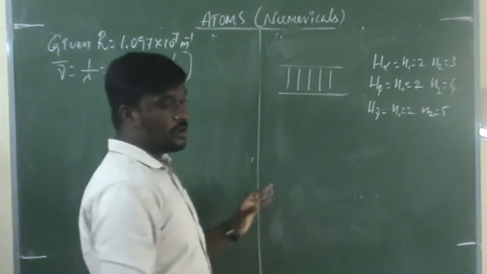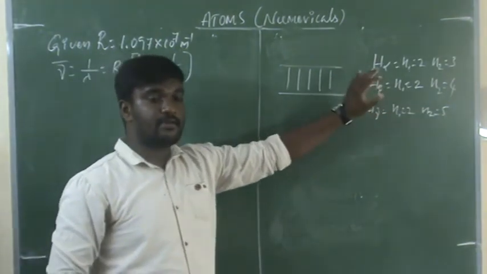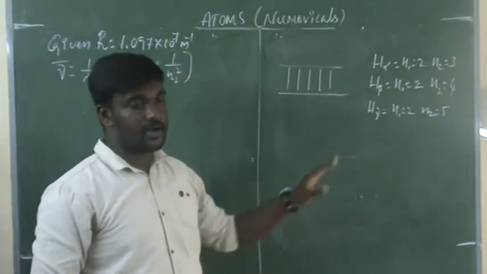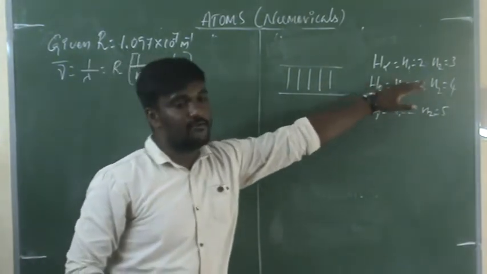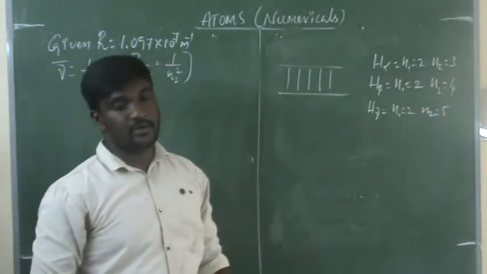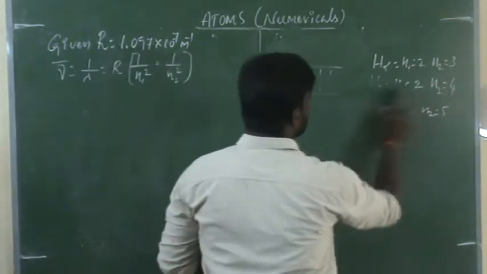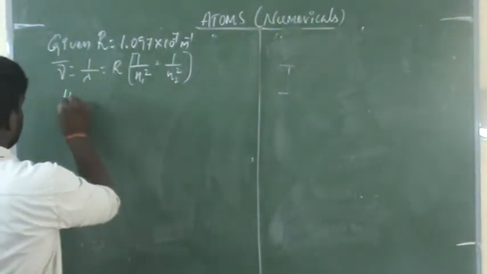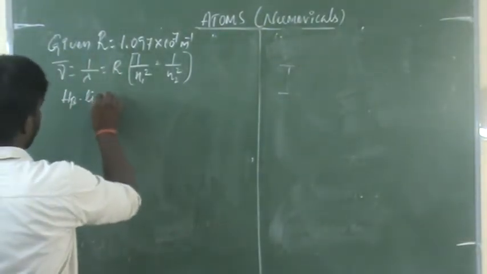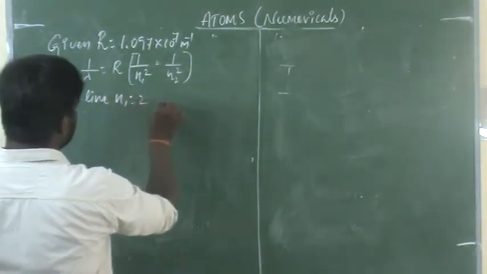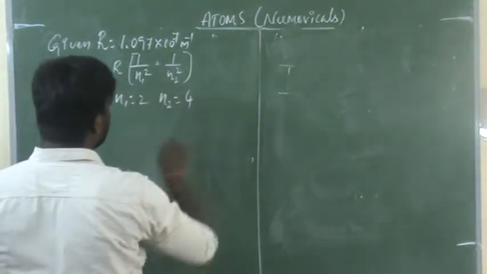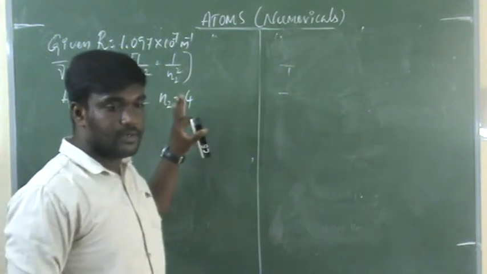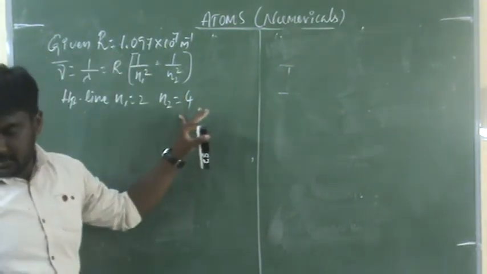Clear? So when they ask us to calculate the wave number, wavelength and frequency of the H beta line of the hydrogen spectrum: H beta means n1 equals 2 and n2 equals 4. So here for the H beta line, n1 equals 2 and n2 equals 4. For the alpha line, n1 equals 2 and n2 equals 3. Next, substitute the values.